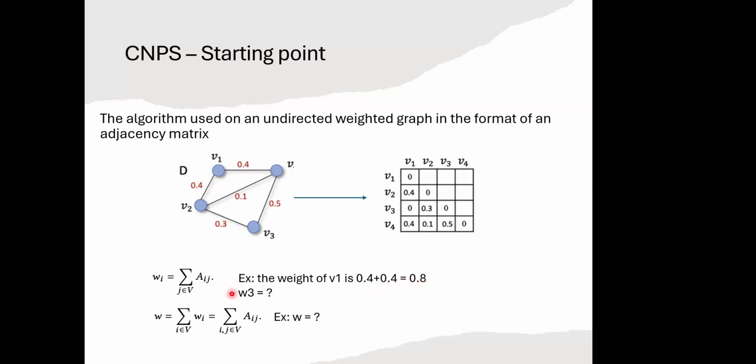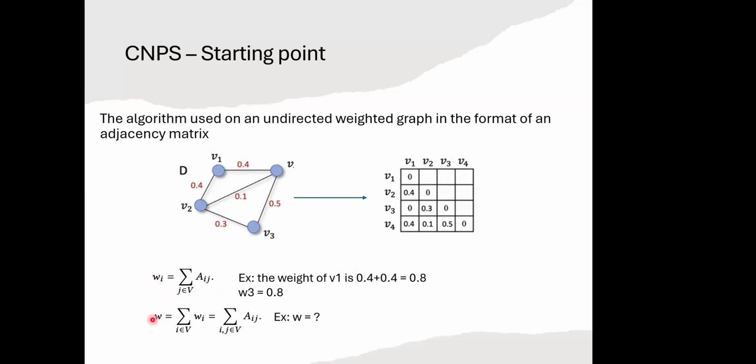Can you guys compute W3 with me, someone? 0.3 plus 0.5? Yeah, exactly. We take the weight of vertex 3, which is the sum of V2, V3 and V4, V3, or you can alternatively look at V3 here. So this is 0.8. You're absolutely right.